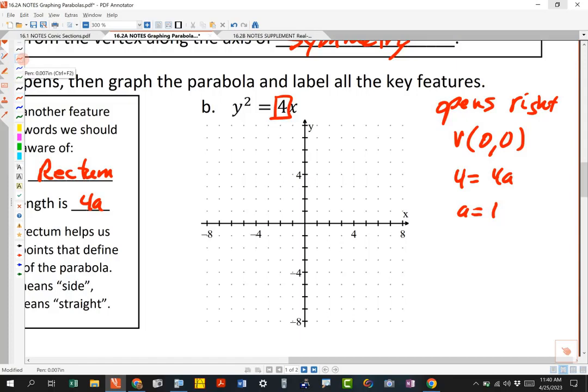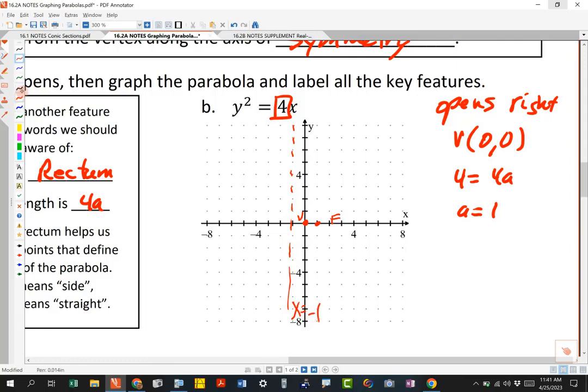Okay. Vertex is right here, 0, 0. We're going to make this open to the right, so it's going to go like that. So Keely, tell me where the focus is if it opens to the right. Where would I put the focus? 1, 0, because it opens to the right. So this right here is the focus. This right here is the vertex. And then the directrix would be A units in the other direction. So that would be 1 unit in the other direction. So this is going to be x equals -1.